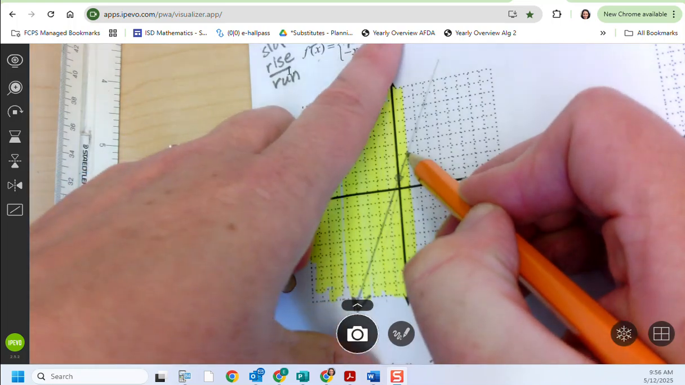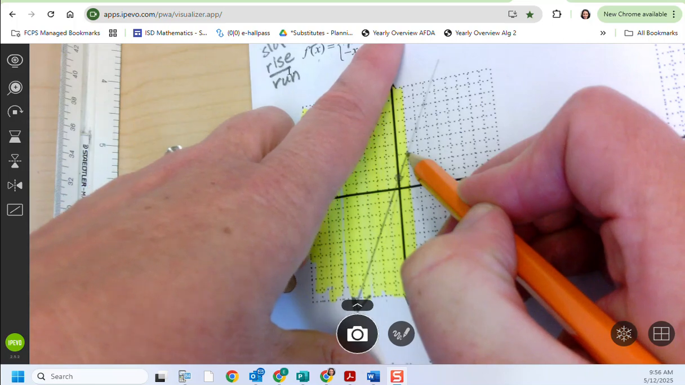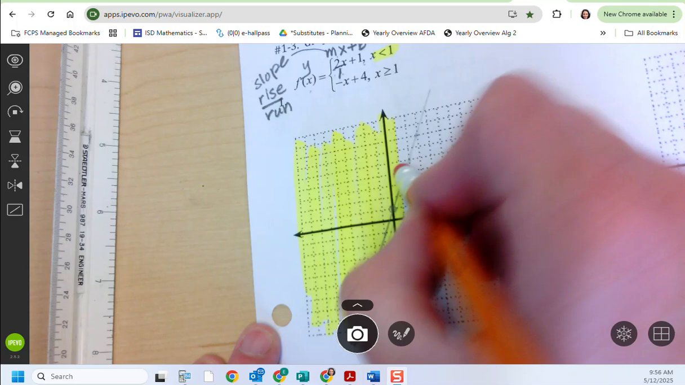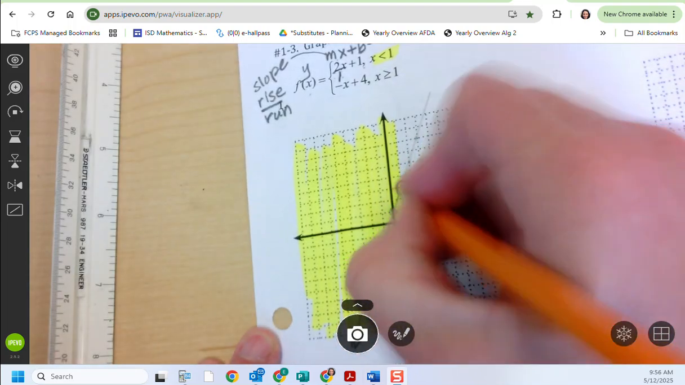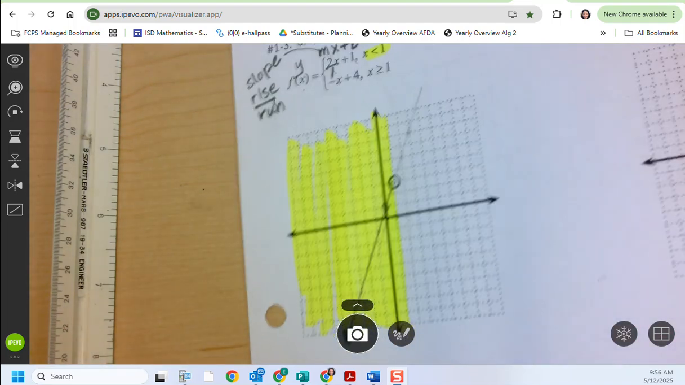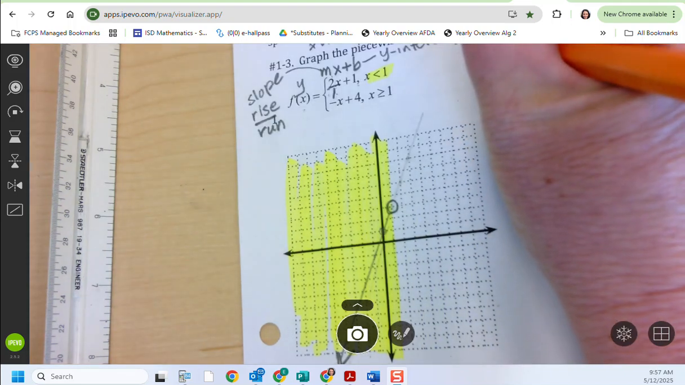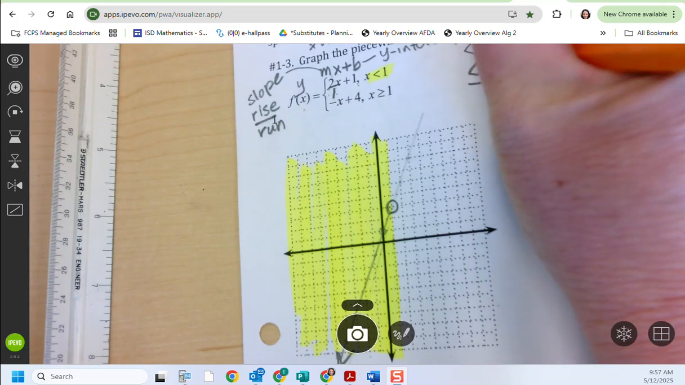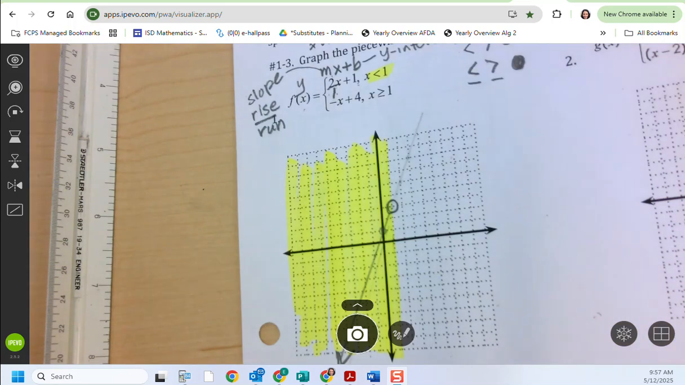If it says x is less than 1, does that include 1? No, right? It has to be less than 1. So to show that we're not including 1, you make an open dot at that point, 1, 3. So anytime you have a less than or a greater than, you will use an open dot. And when it says less than or equal to or greater than or equal to, you'll use a solid dot to indicate we're including that point.